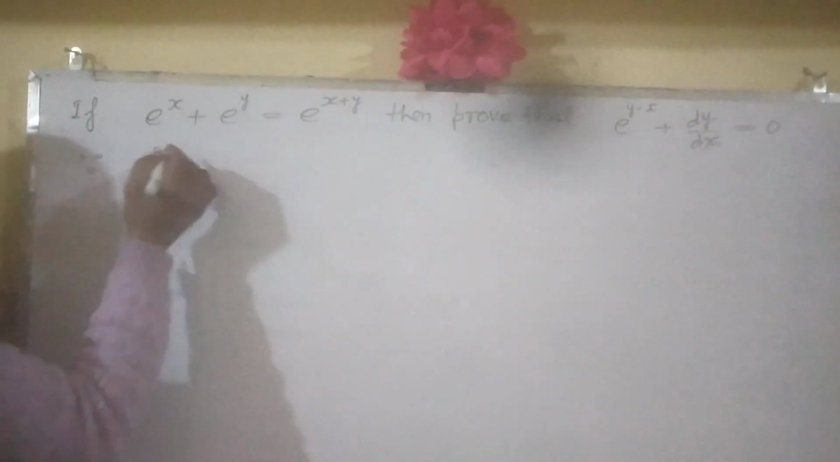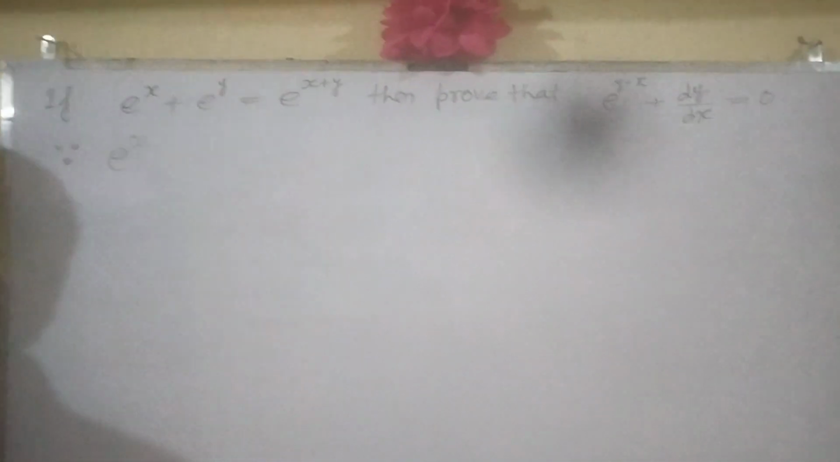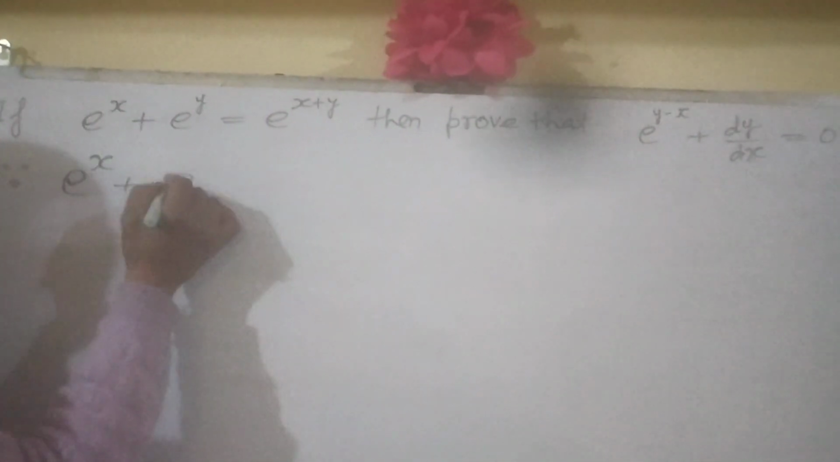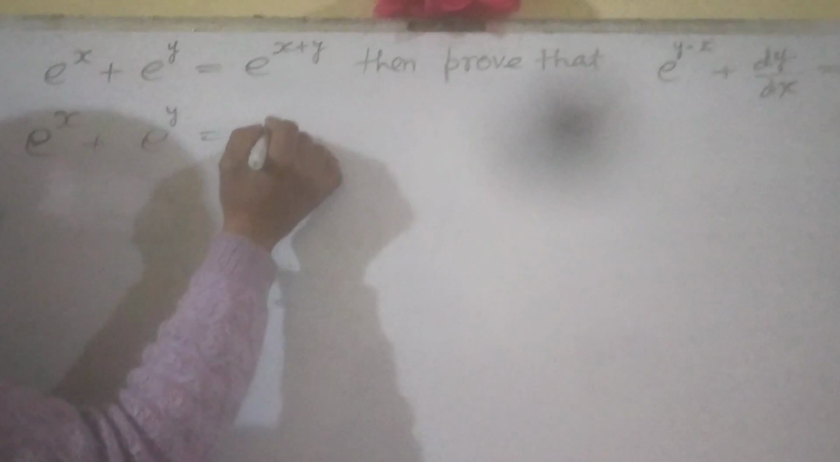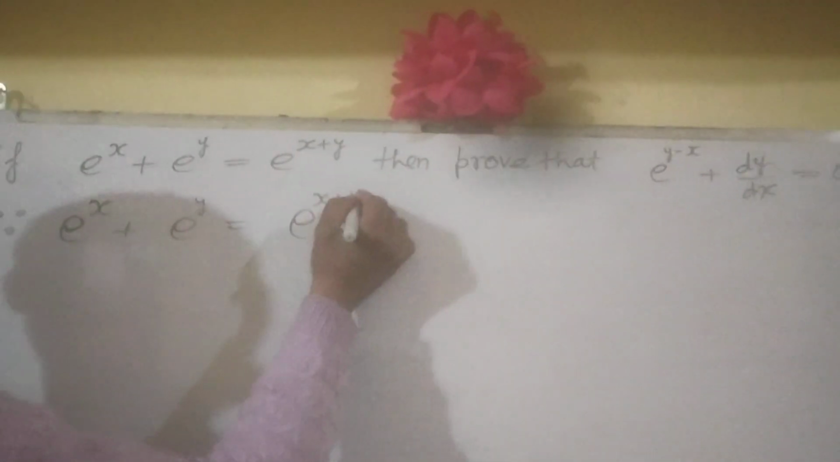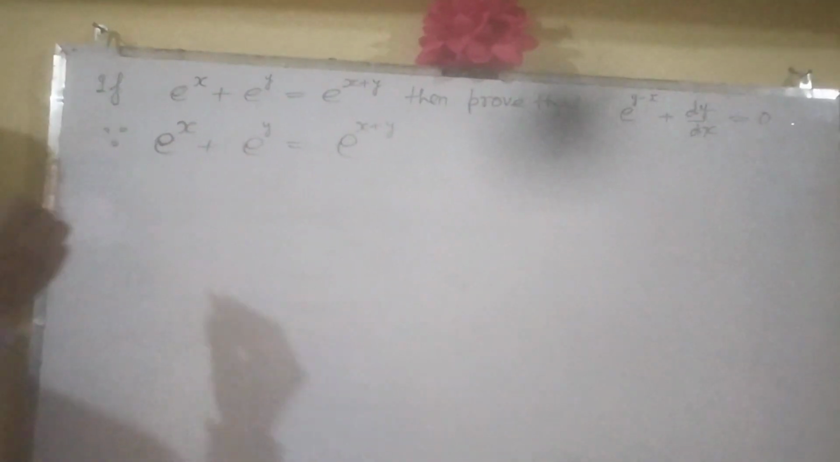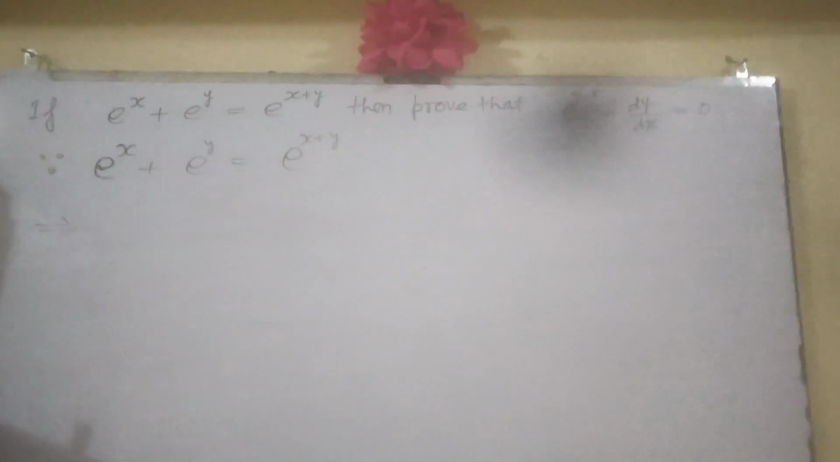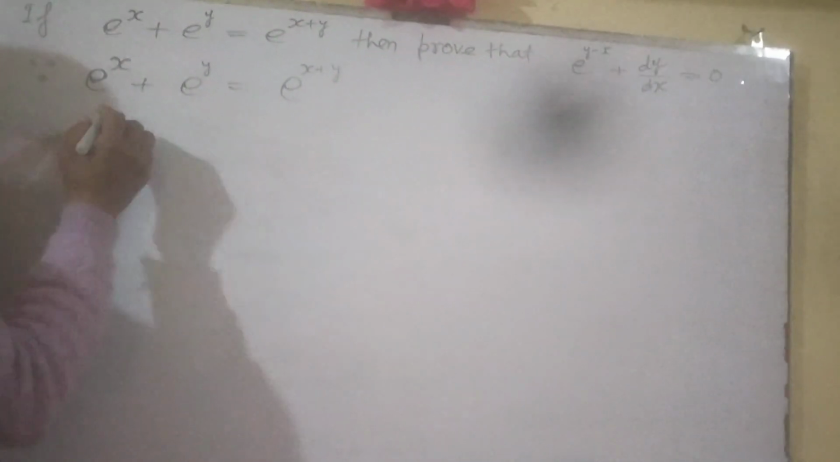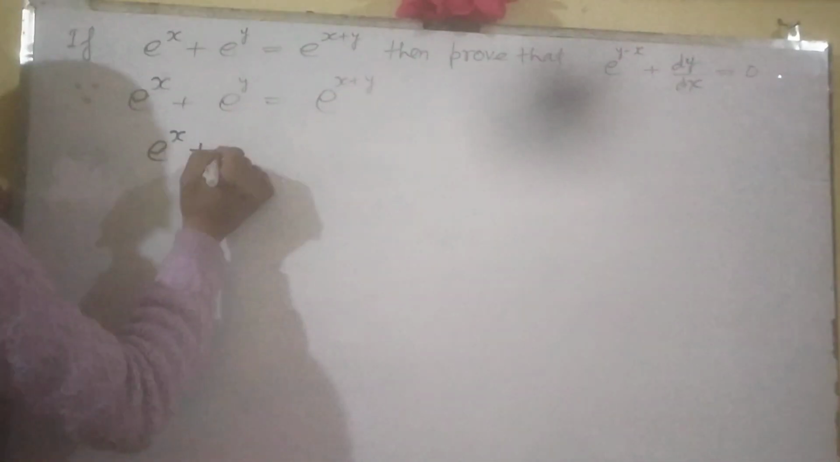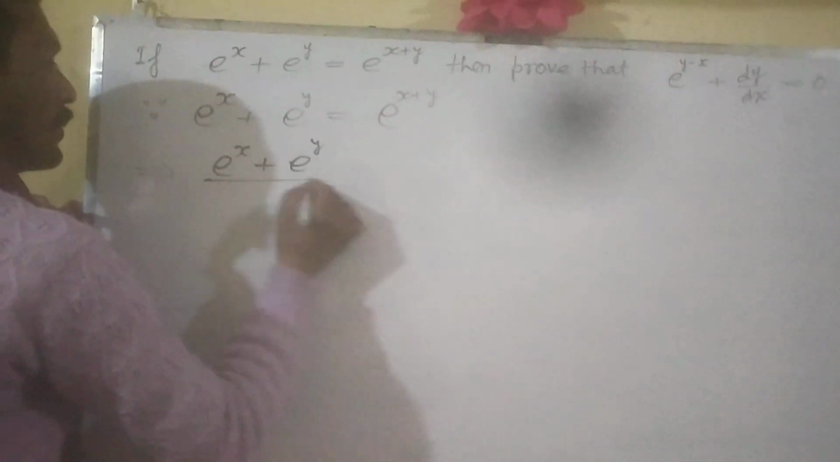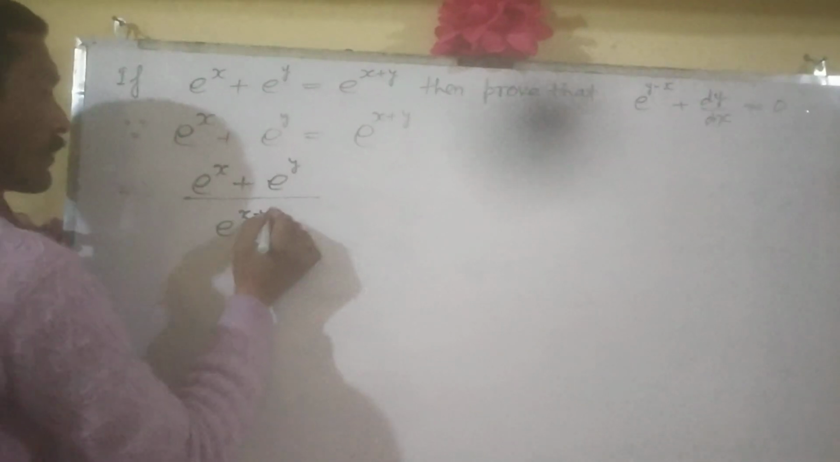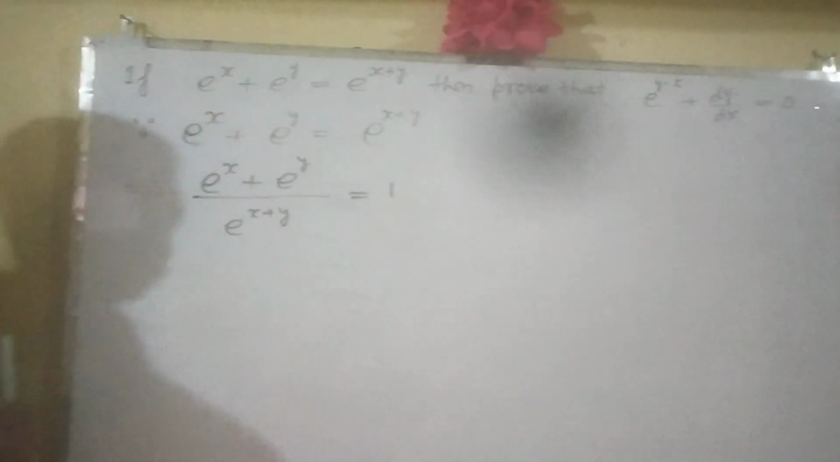e to the power x plus e to the power y equals e to the power x plus y is given. Therefore, it implies that e to the power x plus e to the power y upon e to the power x plus y equals 1.